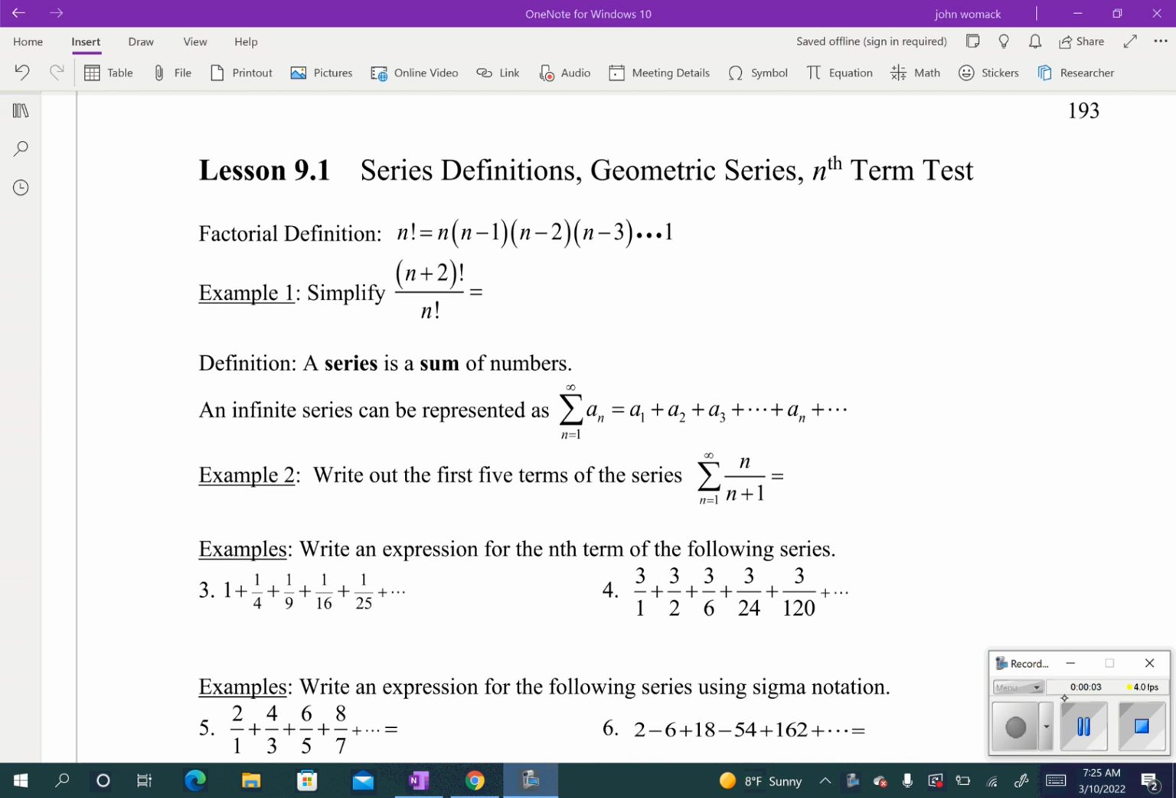Okay, so in this lesson, we're going to go over and talk about what a series is, which you guys saw a bit of in Math 3. We're just going to review that. We're going to talk about geometric series, which is also a review, and then the nth term test.